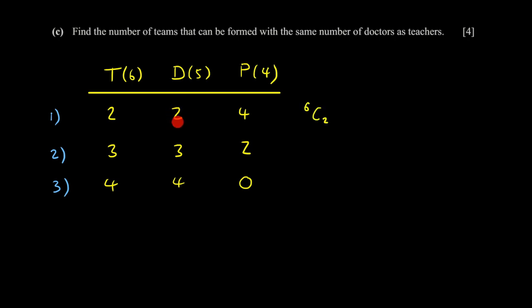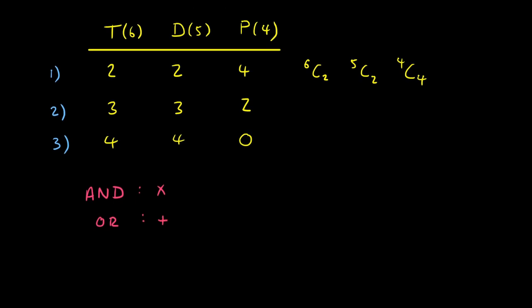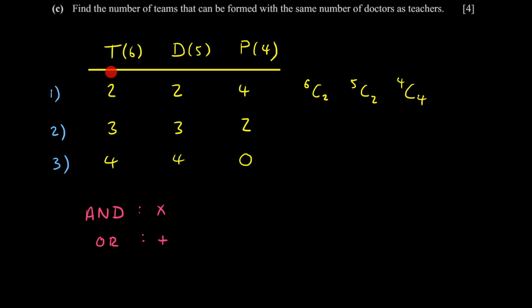How many ways can I get 2 doctors from 5 doctors? That will be 5C2. And how many ways can I get 4 police officers from 4 police officers? That will be 4C4. Now, I need to have 2 teachers and 2 doctors and 4 police officers. And so here's a general rule. If we've got an and, if we want 2 things to be happening at the same time, then we need to multiply. Whereas if we've got an or, for example, one case or another case, then we are adding. So in this situation, we want to have the 2 teachers, the 2 doctors, and the 4 policemen. So therefore, we are going to be multiplying these numbers together. Okay, that's case 1, and if we multiply that all out, we get 150.